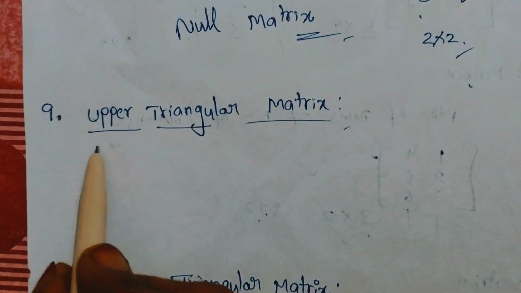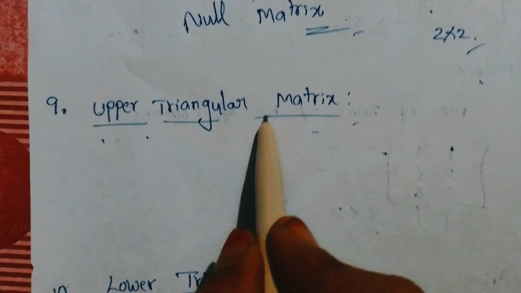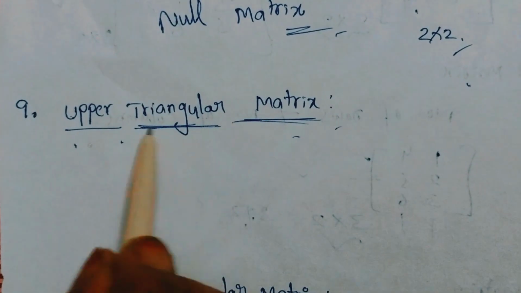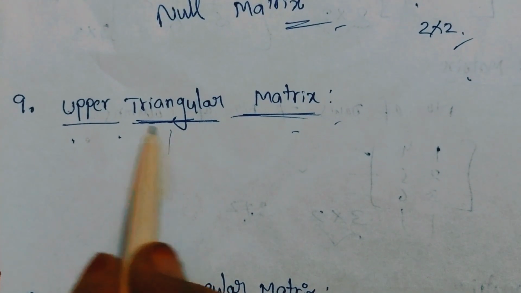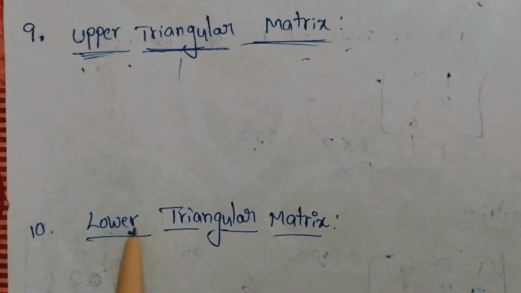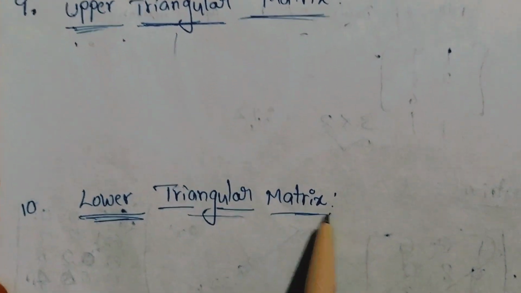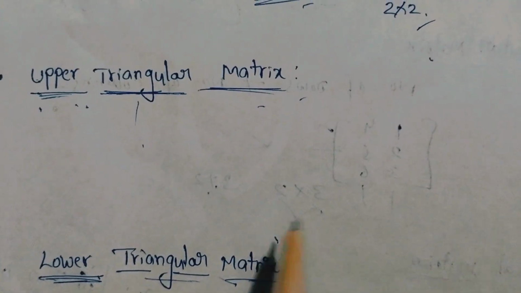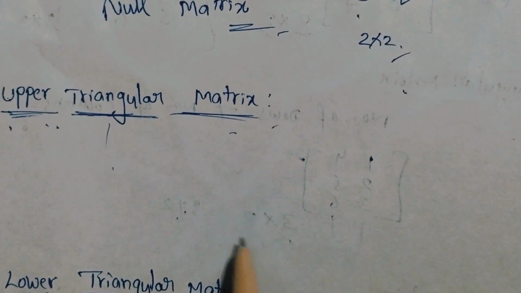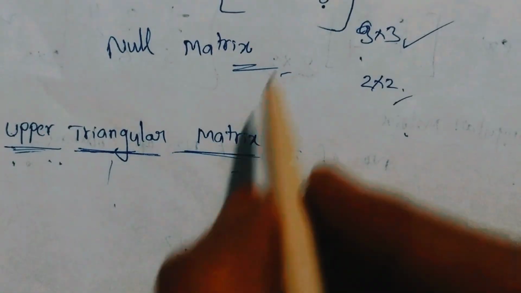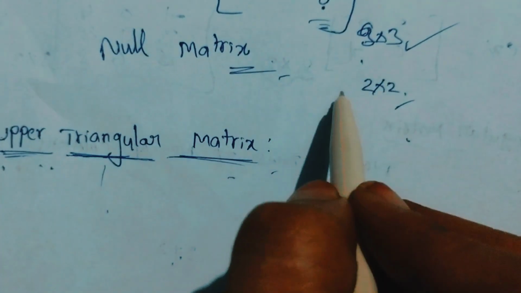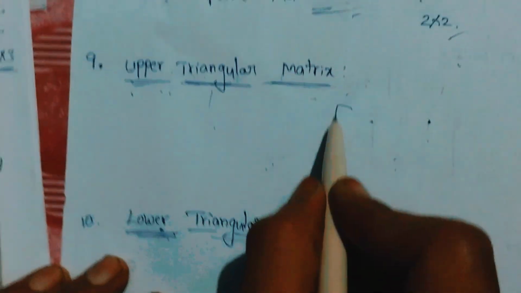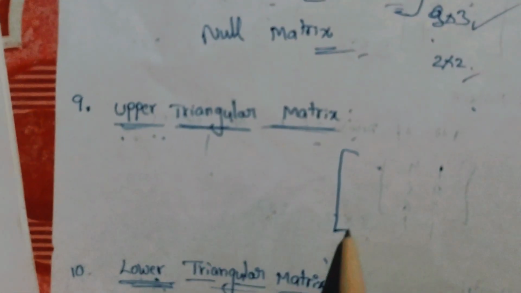Next, the ninth one is the upper triangular matrix. In triangular matrices we have two different types. The ninth one is the upper triangular and the 10th one is the lower triangular matrix. Upper and lower triangular matrices are formed only from square matrices. What is a square matrix? 3 by 3, 4 by 4, 5 by 5, anything else. You already know the triangulars.